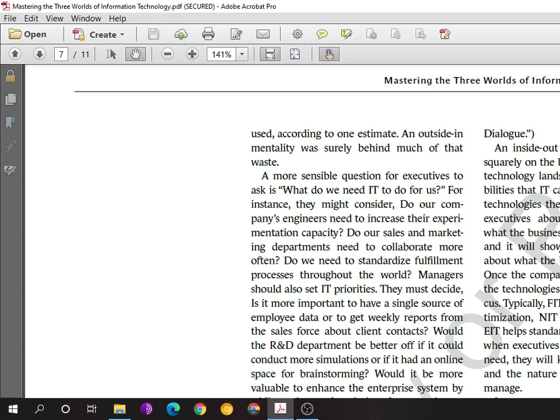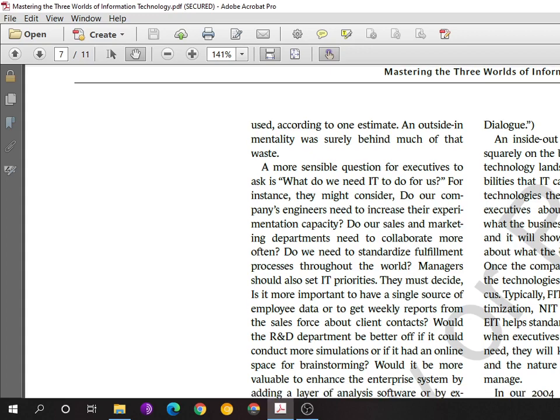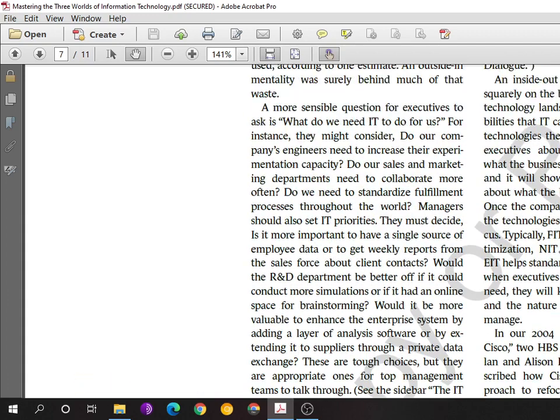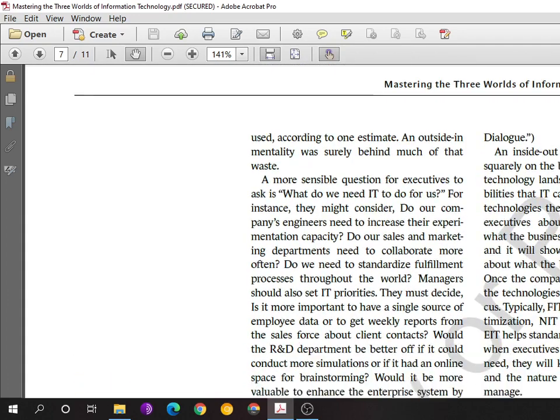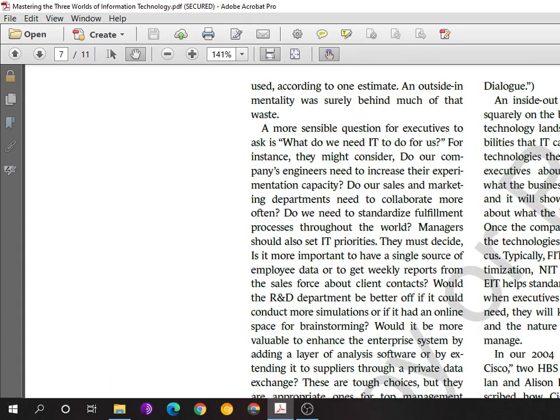Do our salespeople need some software for forecasting? Only then you should get that system. Do you need to standardize a certain process? Only then you should get that system. So IT selection should be done based on your requirements. Otherwise, getting it would be pointless and useless.